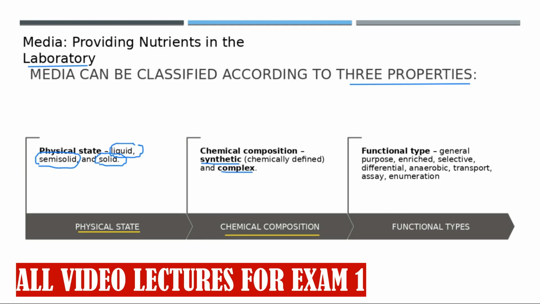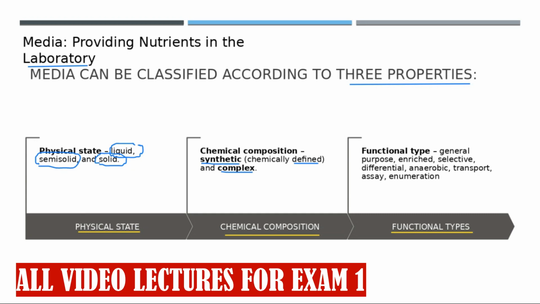Synthetic media means all the ingredients are defined, for example, how much of each ingredient is put in that media. While complex media is the media where the ingredients are not really defined. Okay, so we don't really know how much of each ingredient is used for this complex media. The next one is based on function. Okay, based on function, there are several types of media.